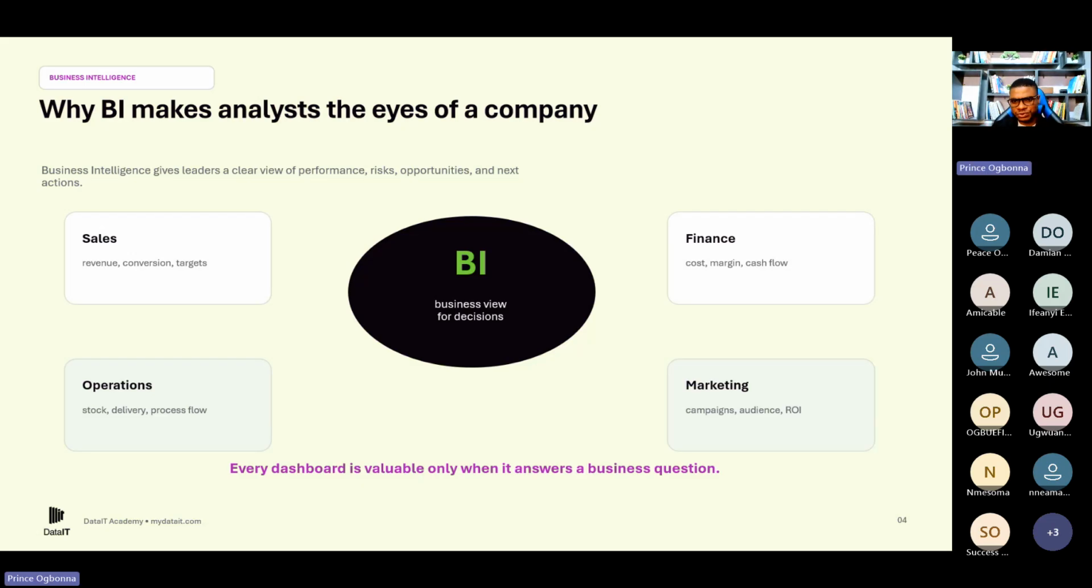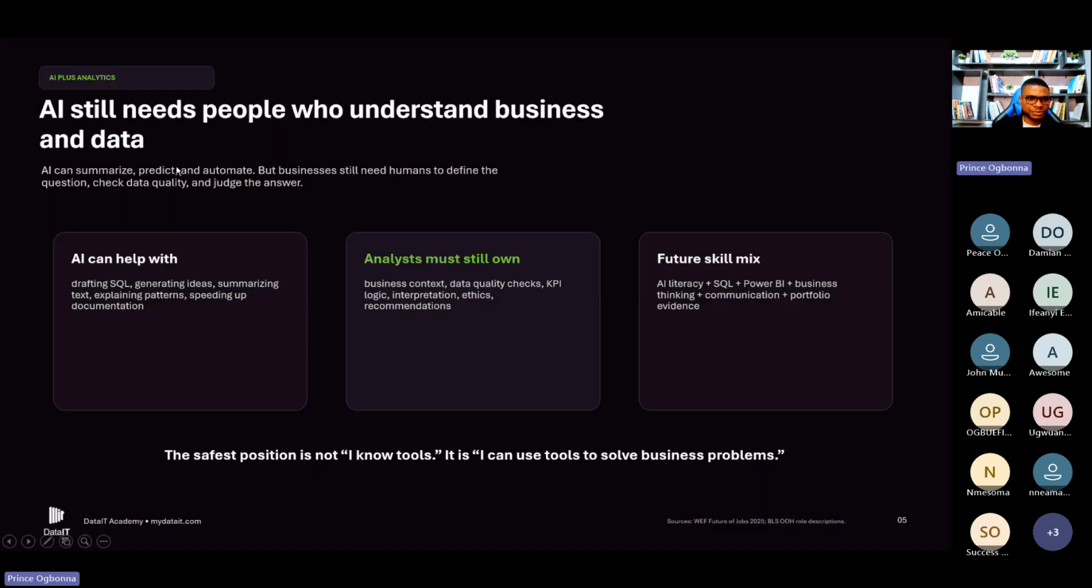And some of the tools of business intelligence are Power BI, Tableau, Qlik, Cognos Analytics, Excel. So these are the tools you can use for business intelligence. So moving ahead.